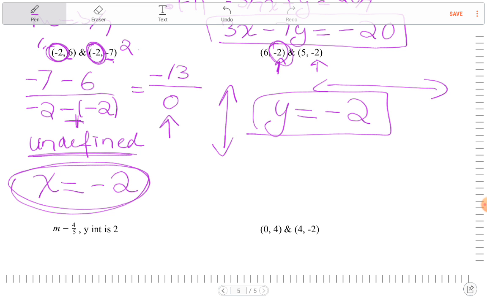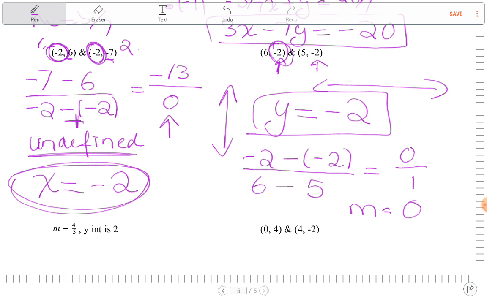But let's prove this situation by actually using our slope form. I'm going to take our first y-coordinate minus our second y-coordinate over my first x minus my second x. And -2 minus -2 is actually 0 over 1. And anything 0, whatever your denominator is, your slope is always 0. So the equation of the line with no slope is a horizontal line with the y-coordinate of -2. So your equation is y equals -2.